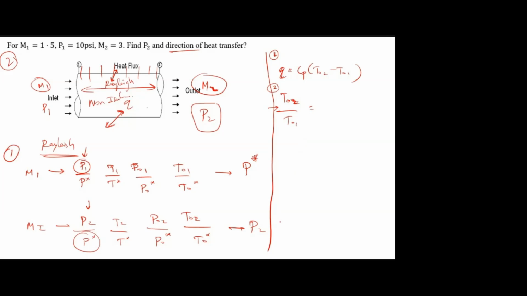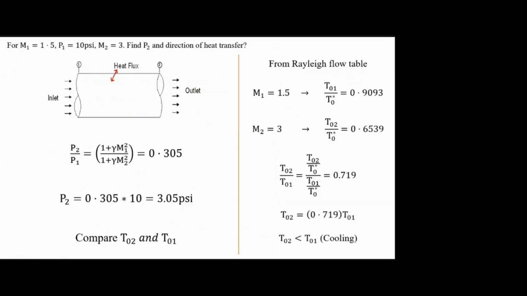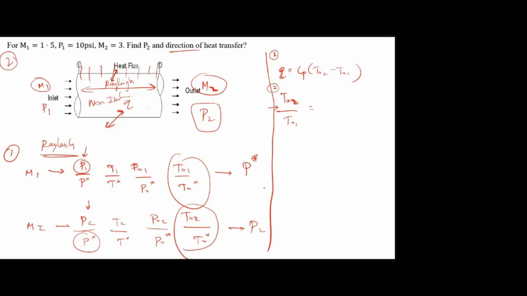So we have T01 by T0 star and T02 by T0 star. Okay, very good. We have these two ratios. So I can write T02 by T0 star, T01 by T0 star. T0 star is constant. From this I can get T02 by T01, and if it is more than 1, heat is added. If it is less than 1, heat is removed. Is that clear?